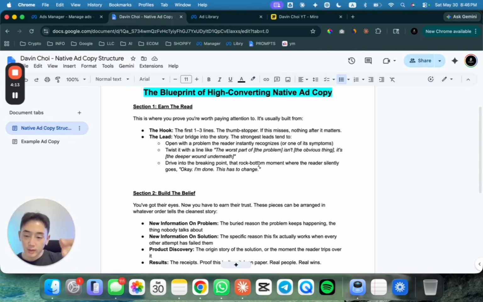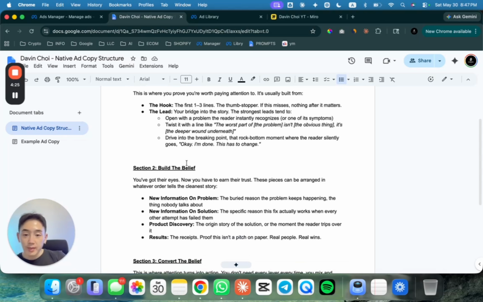We were having dinner, and at the end of the dinner, she said she wanted to break up with me because she was too embarrassed to be seen with me because my hairline is receding and it's just done for. It's just finished, right? So that could be a narrator's breaking point, rock bottom moment. And then section 2 is where you actually build the belief.